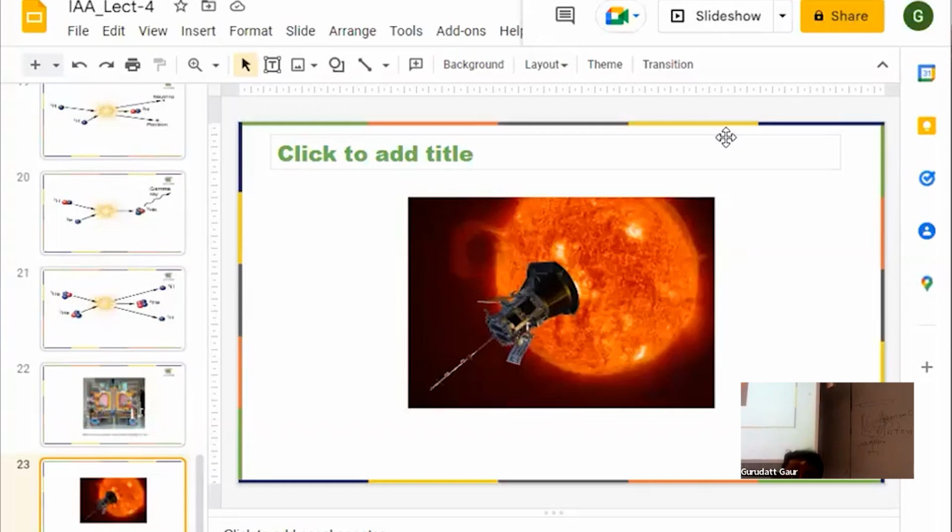Because if the radius of gyration is large, then a particle on this field line and a particle on that field line will interact with each other. So the idea is to make them smaller and smaller. They should ideally be looking like this.